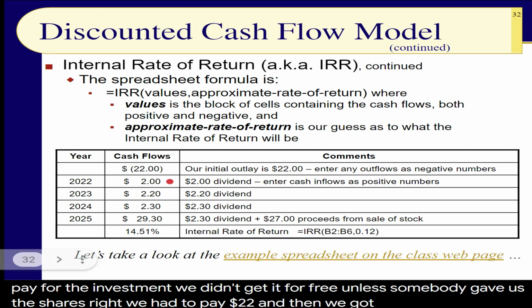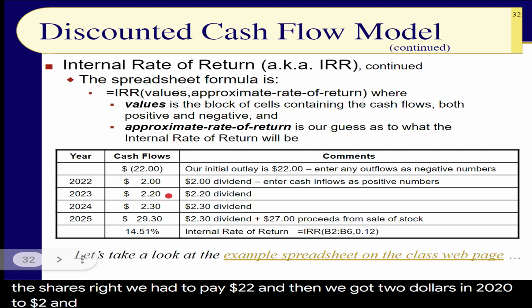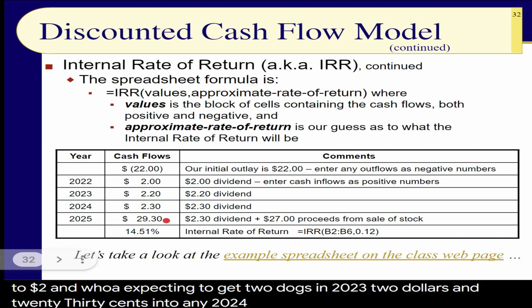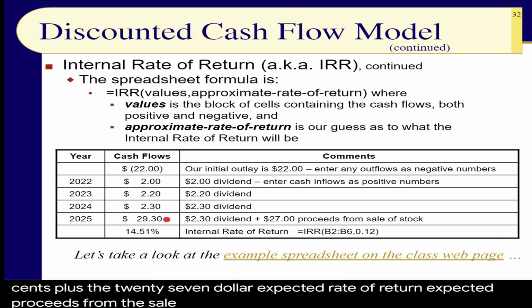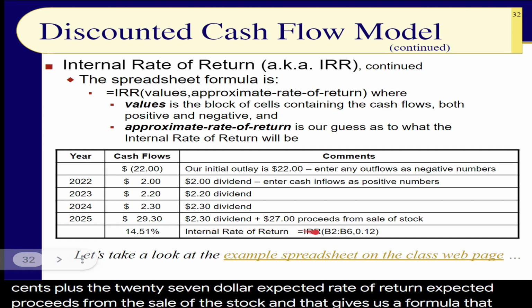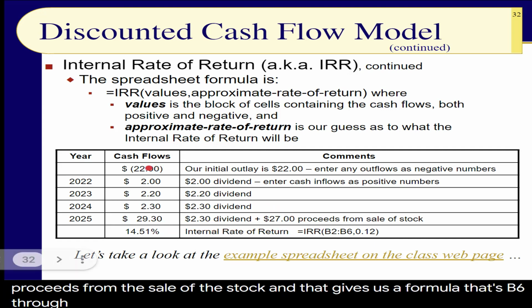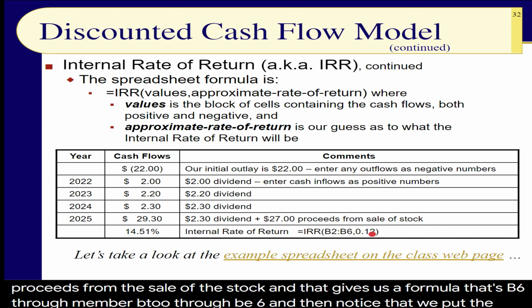And then we got $2 in 2022, we're expecting to get $2 in 2023, $2.30 in 2024, and then the $2.30 plus the $27 expected proceeds from the sale of the stock. And that gives us a formula that's B2 through B6. And then notice that we put the approximate rate of return.